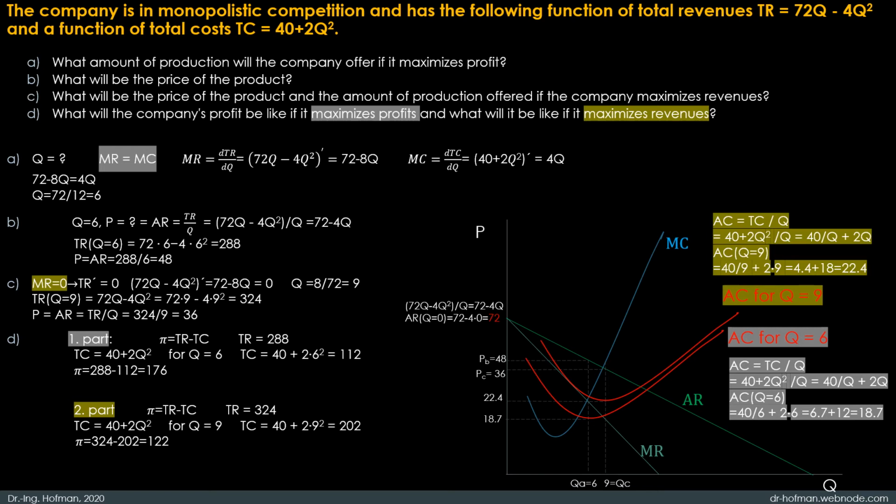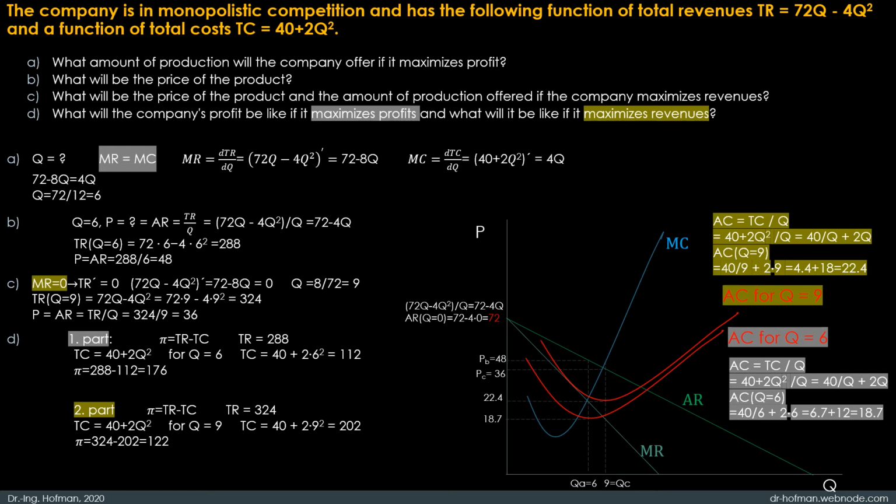And we can also calculate the total revenue for this position 9. It is 72Q minus 4Q squared, and when we supply here instead of Q just 9, we get 72 times 9 minus 4 times 9 squared. It is 324. So this is the total revenue for quantity 9.